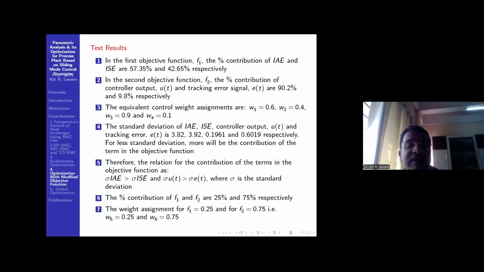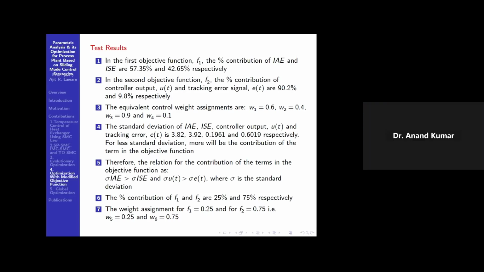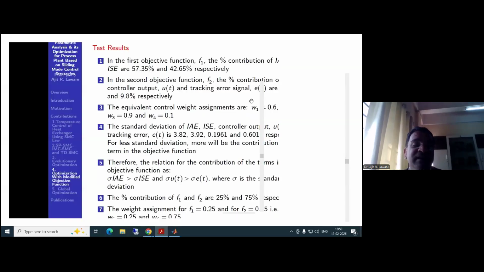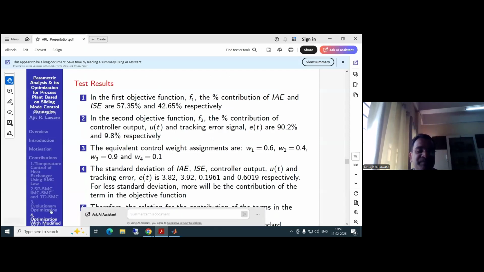Another criterion is standard deviation. Standard deviation of IAE and ISC, the controller output U of t, and the tracking error. So you can find the standard deviation of IAE and ISC, and for the lower standard deviation, you can give the higher weight. Okay, I understand, sir. Means based on the two factors, standard deviation and percent contribution, you can assign the weights and you can modify the objective function, sir.